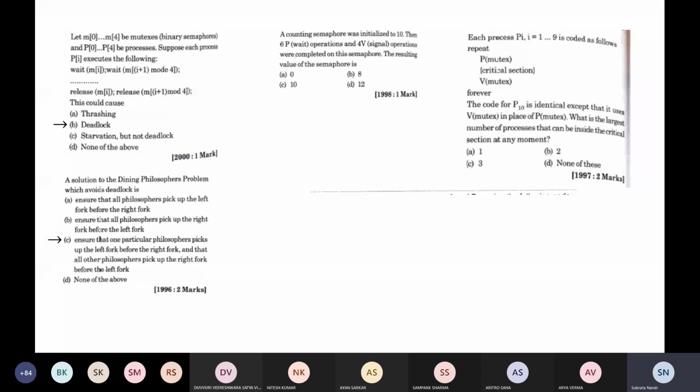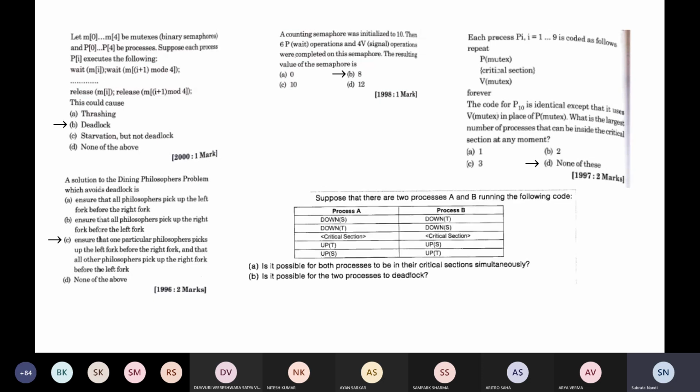And that means the largest number of processes is all the 10, and that option is not there. So the answer is none of these. Is that okay? Yes, it is repeat forever. Repeat forever means the process which succeeds to enter once because of P10 signals another process and goes back to the P mutex, and this goes on.